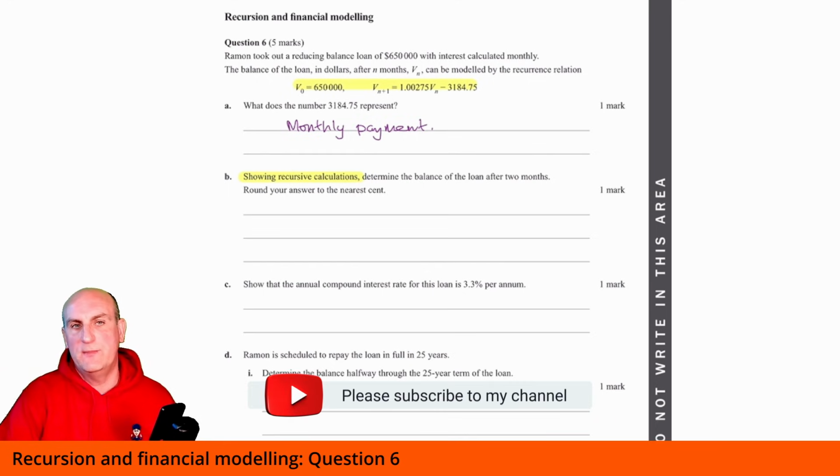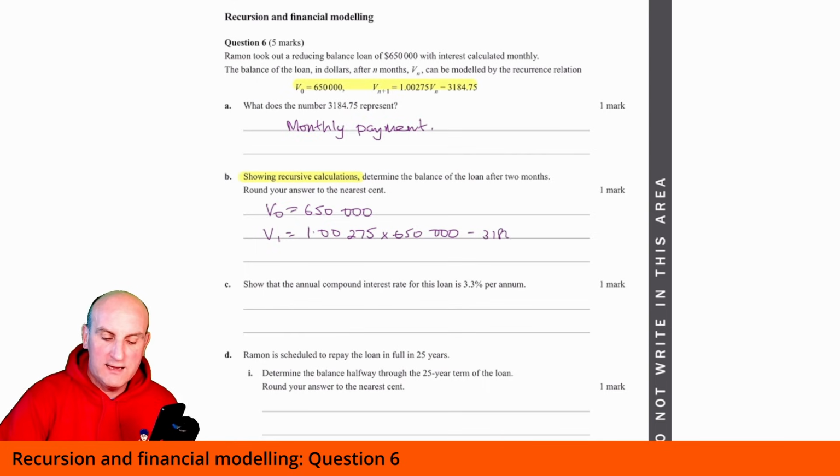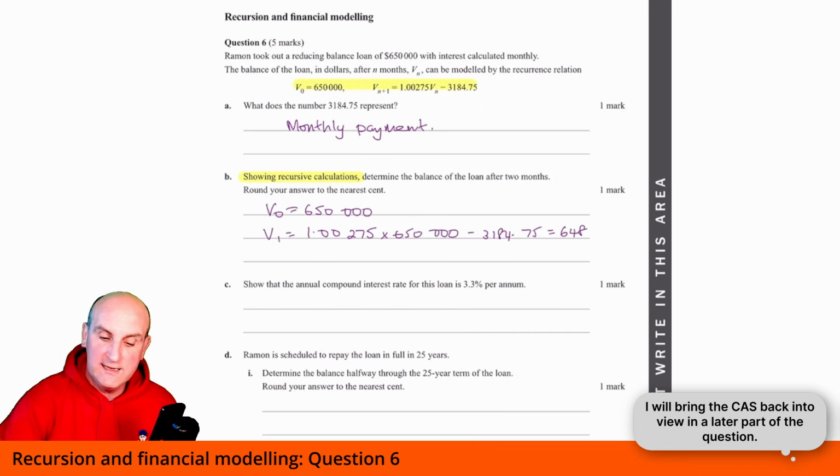Showing recursive calculations, determine the balance of the loan after 2 months. Right, so the first thing I'm going to write down is V0 is 650,123. V1 is going to be equal to 1.00275 times 650,123, minus 3184.75, right? So that's what you're going to now do on your calculator. You've got to show that line of working. So 1.00275 times that by 650,123, and then I'm going to minus from that 3184.75, and that's going to give me that long number there, 648,602.75. Hopefully your handwriting will be slightly smaller.